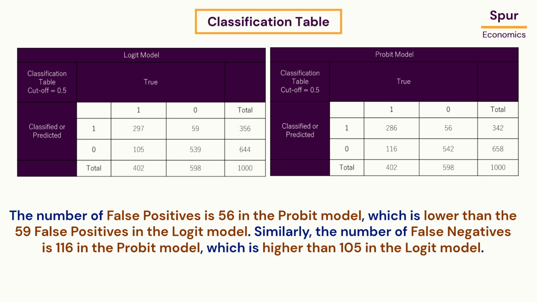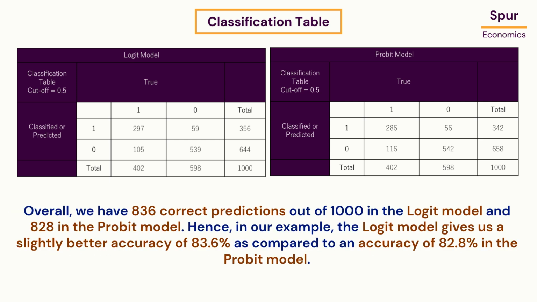Similarly, the number of false negatives is 116 in the Probit model, which is higher than 105 in the Logit model. Overall, we have 836 correct predictions out of 1,000 in the Logit model and 828 in the Probit model. Hence, in our example, the Logit model gives us a slightly better accuracy of 83.6% as compared to an accuracy of 82.8% in the Probit model.